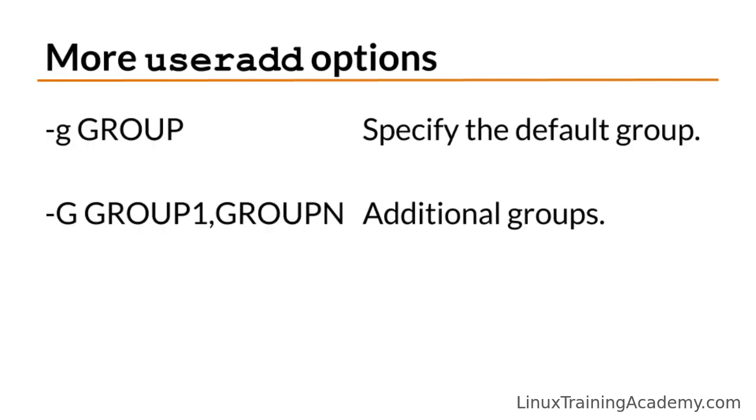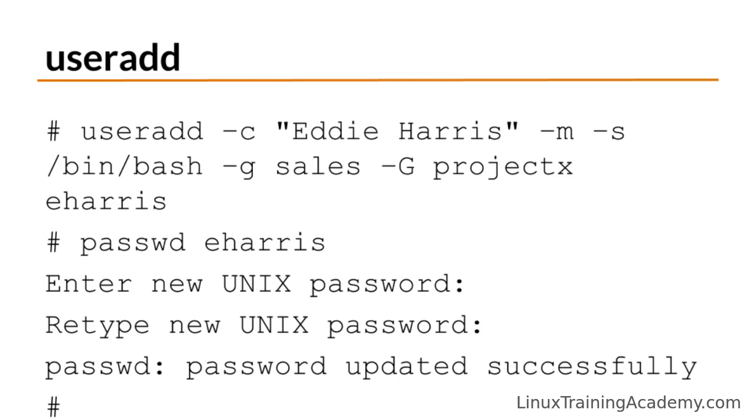Other options for the useradd command include the following: -g to specify a default group for the account, -G followed by a list of groups. This adds the account to those additional groups. Let's create an account for Eddie Harris. His login will be eHarris, and his default group will be sales. We will also make him a member of the Project X group as well.